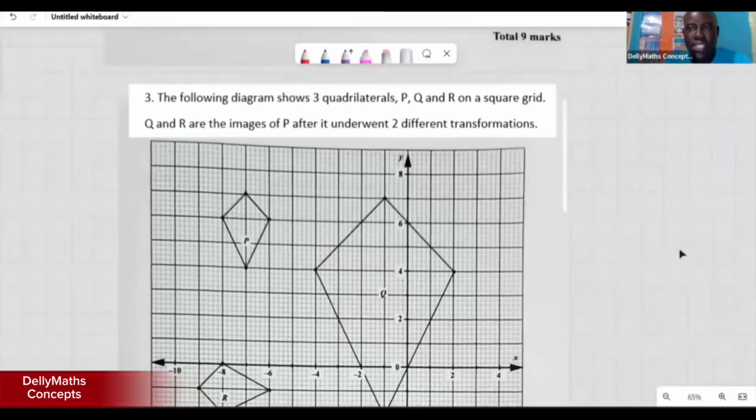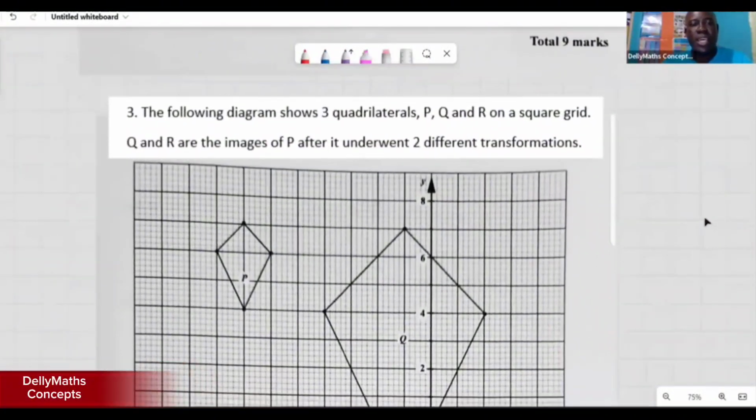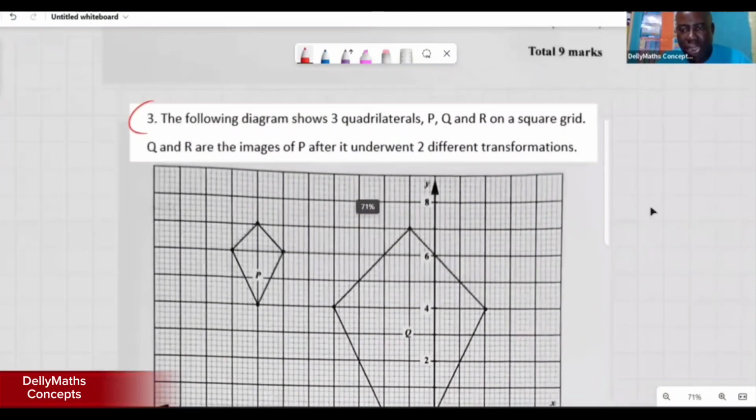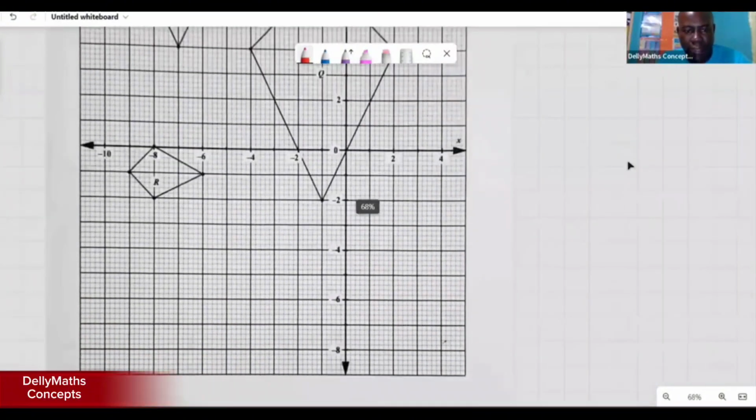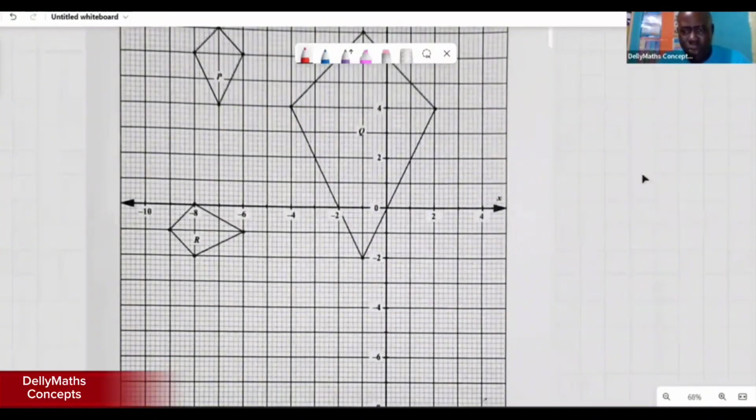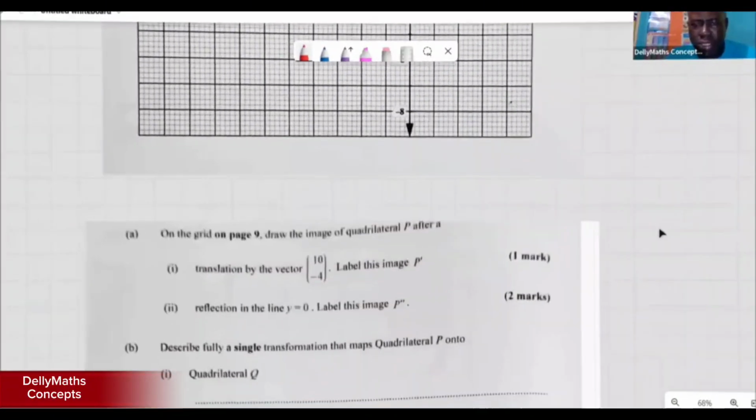So, a nice transformation question, and let us see what it reads. It says here that the following diagram shows three quadrilaterals, P, Q, and R on a square grid. Q and R are the image of P after it underwent two different transformations, right? So we're looking at P, Q, and R right there. All right, let's see the questions that they actually have for us.